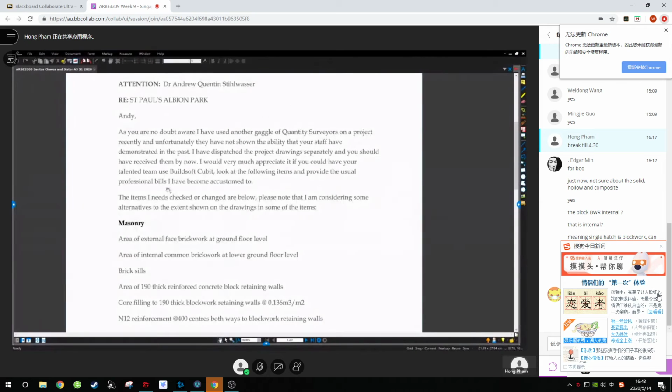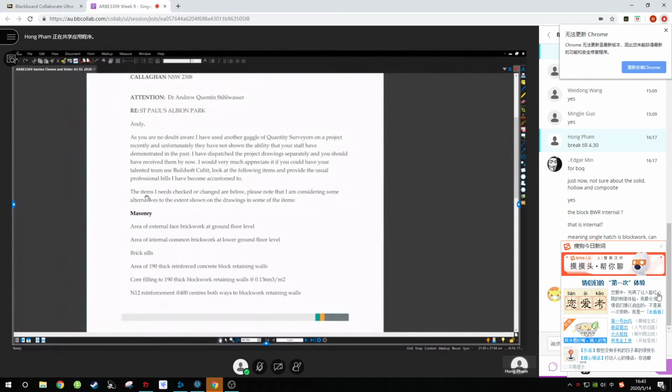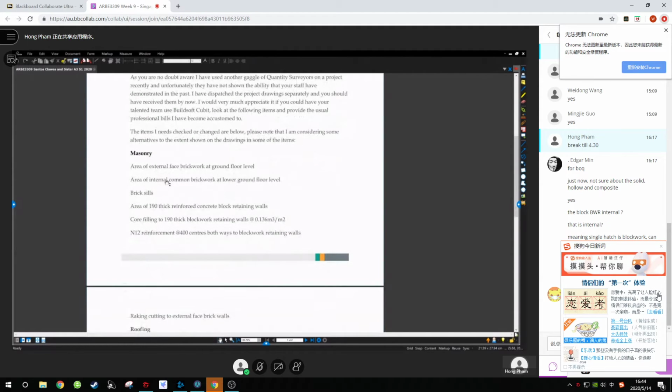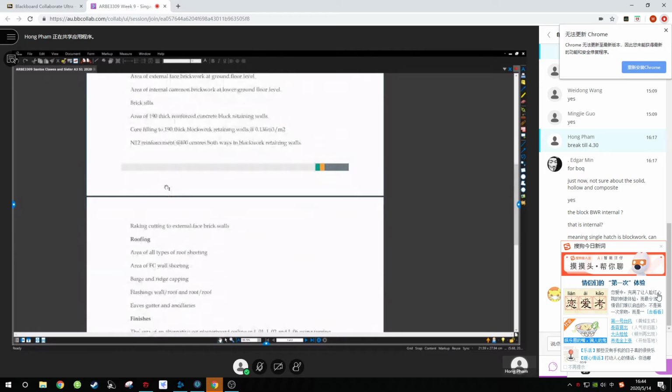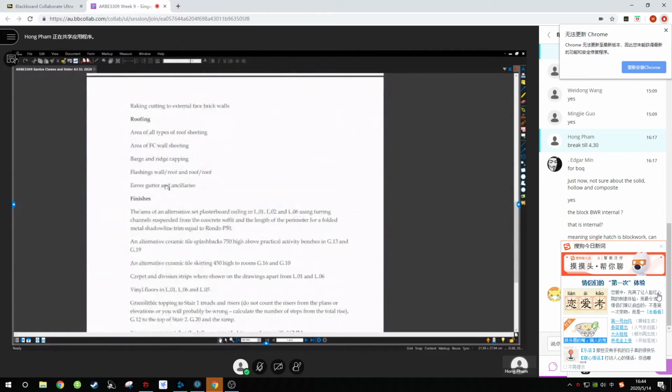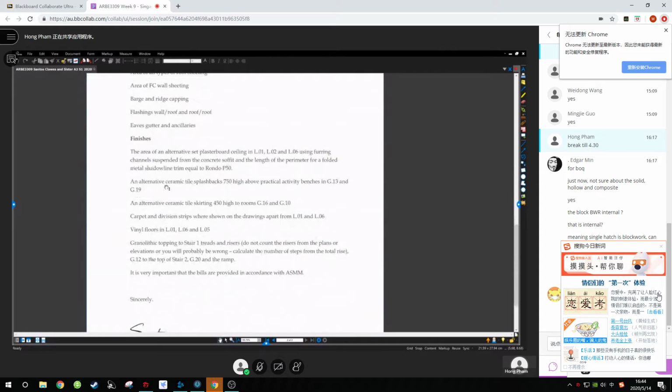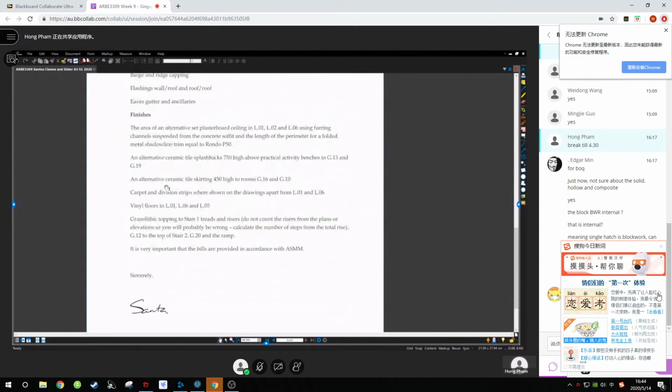Following items and provide the usual professional bills. These items I need checked or changed are below. Please note I am considering more alternatives to the extension on the drawing in some of the items. External face brickwork, internal, brick sales, racking, cutting, roofing. Oh, okay, now I know what you mean. Yes, you're right, Chen Ling.